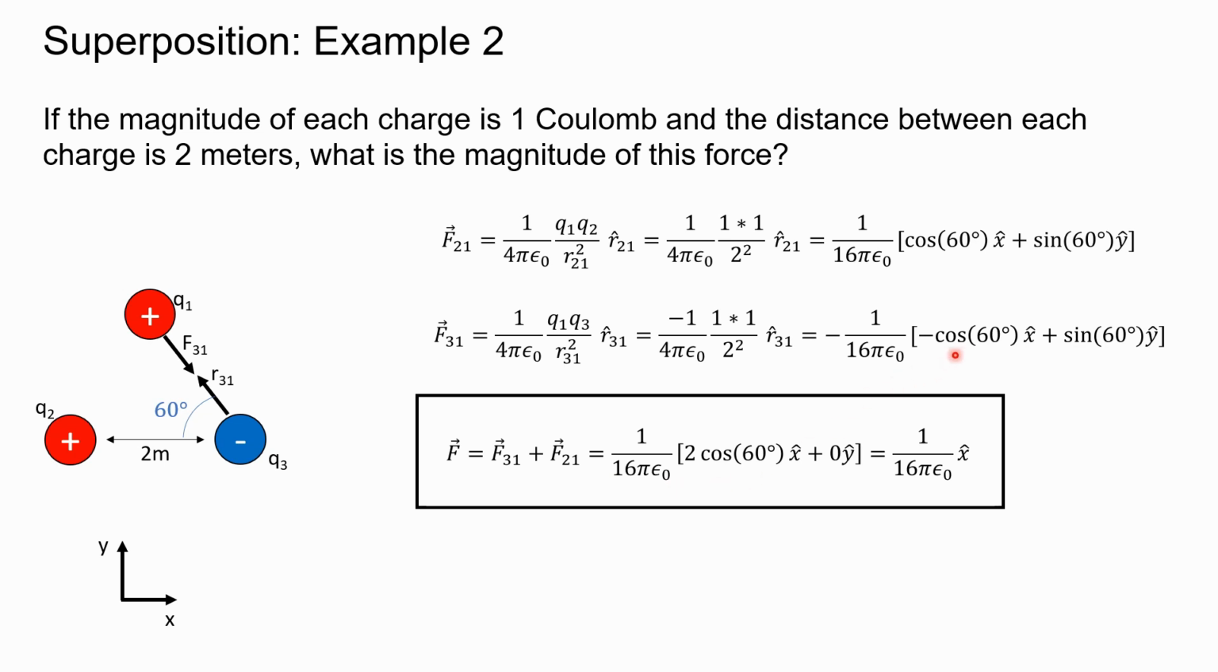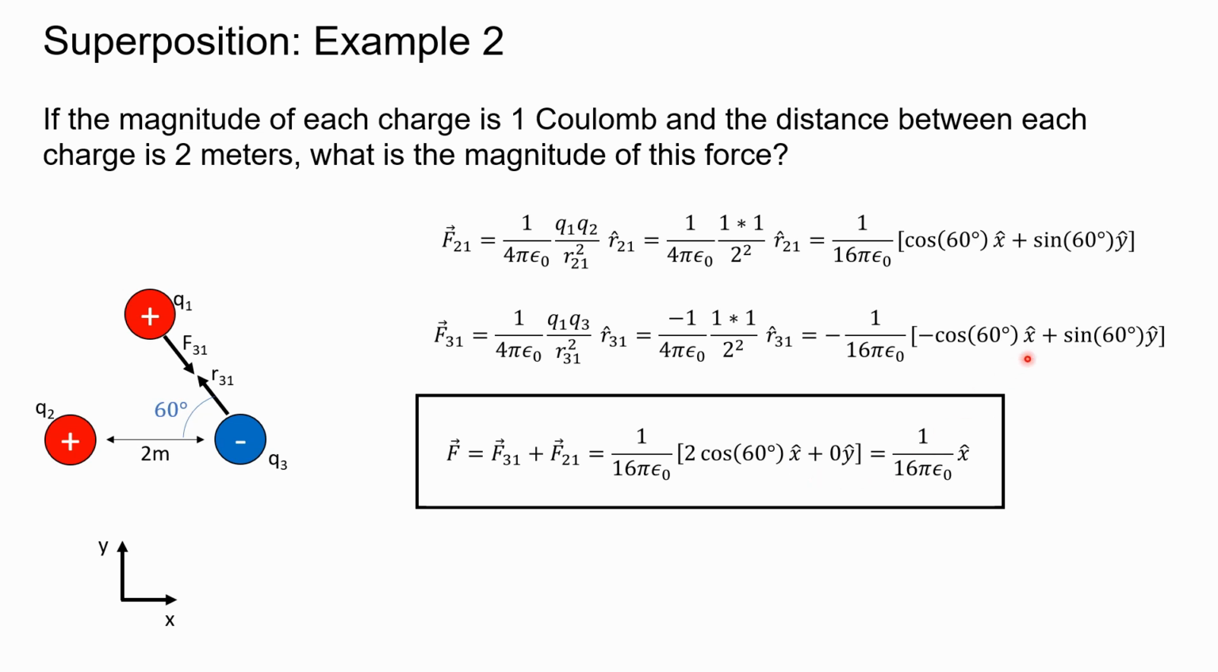For the x component, we have a negative sign canceling out with a negative sign for F31, giving us a positive cosine of 60 degrees, and for F21, again in the x direction, we have positive cosine of 60 degrees. So that gives us 2 cosine of 60 degrees in the x direction.